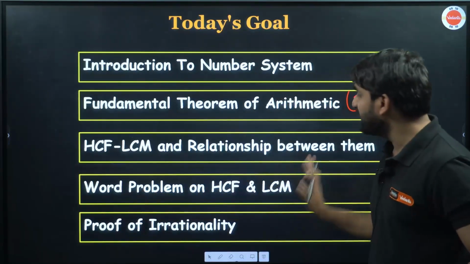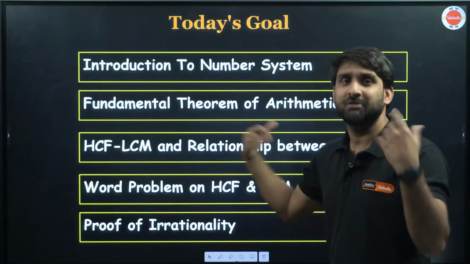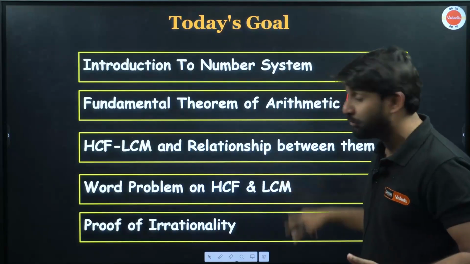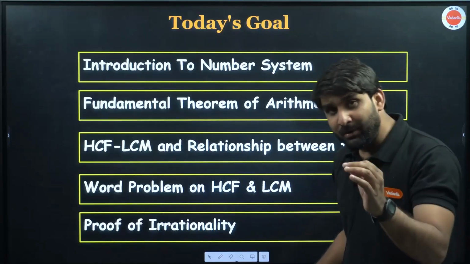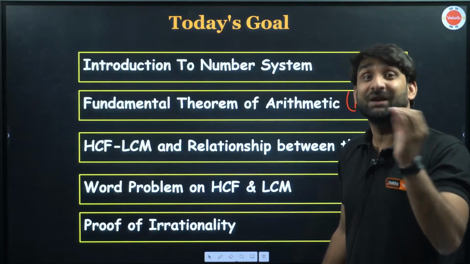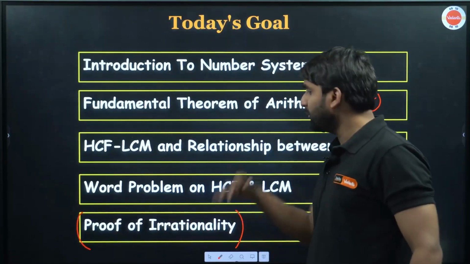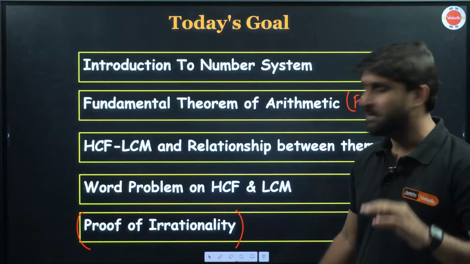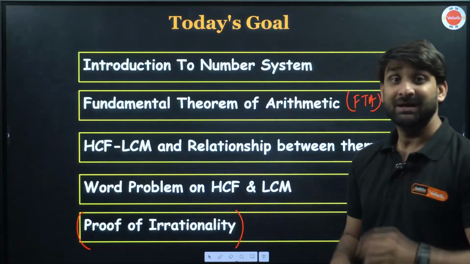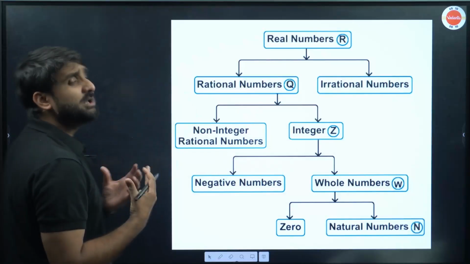And word problems based on HCF and LCM, questions that generally come up in your test and exam, even in the board exam, from this particular portion. And proof of irrationality, how a number can be proved to be an irrational number. This is one of the most important topics from the board examination point of view. One question is confirmed to come up from this particular point, that is, proof of irrationality. So let's begin.